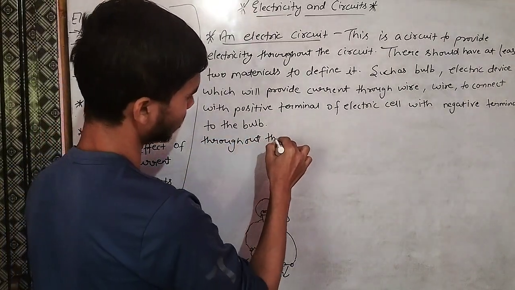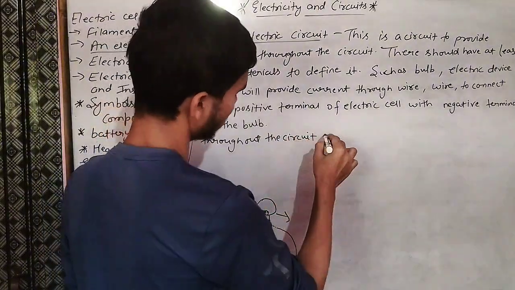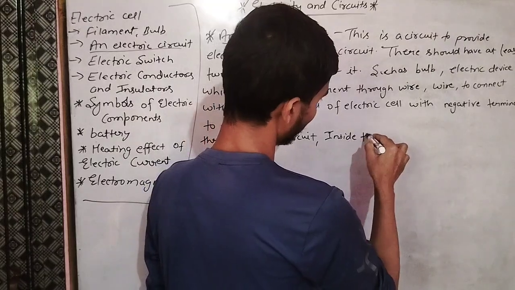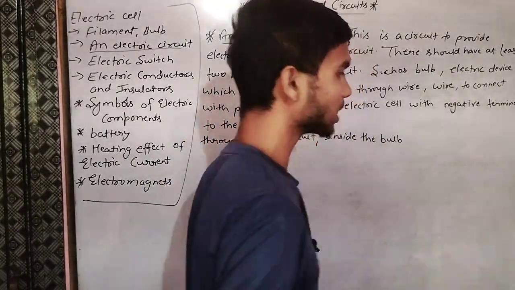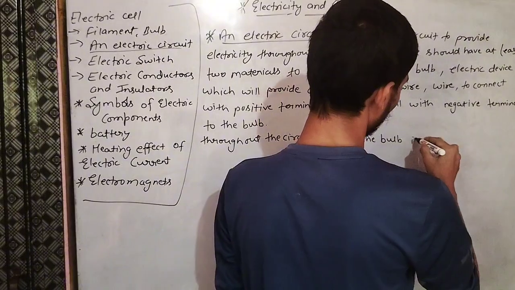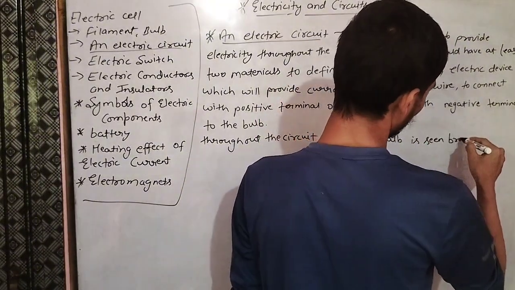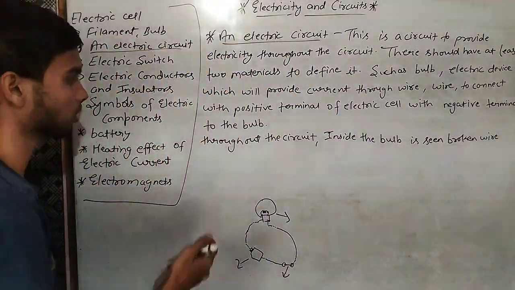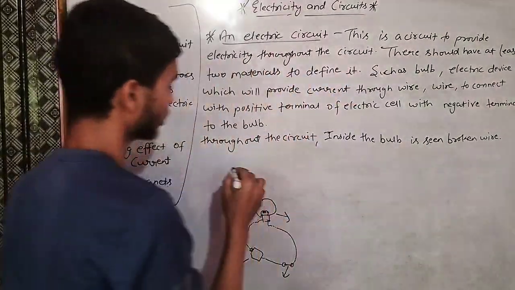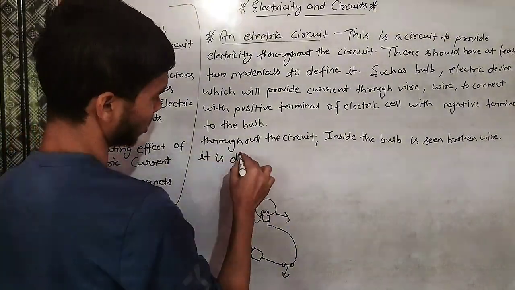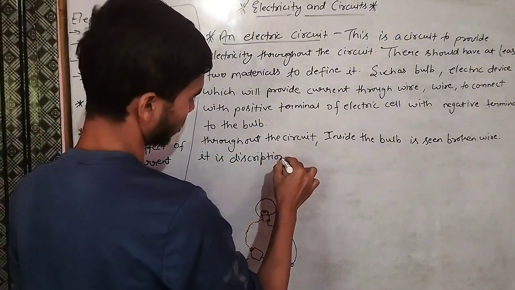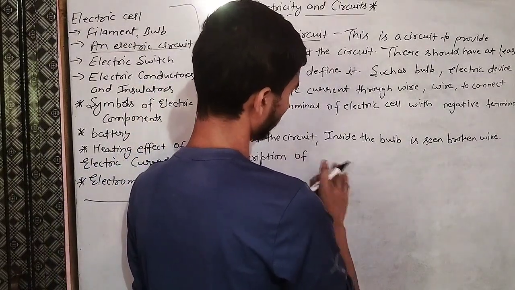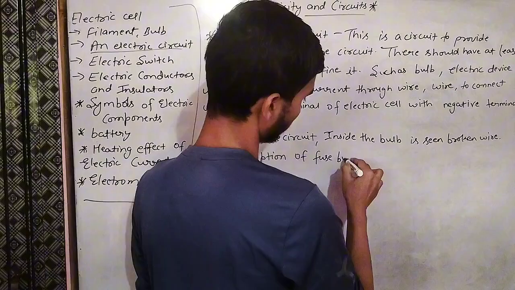Throughout this circuit, inside the bulb, is a seal, a broken wire. So it is a description of a fuse bulb. Clear?